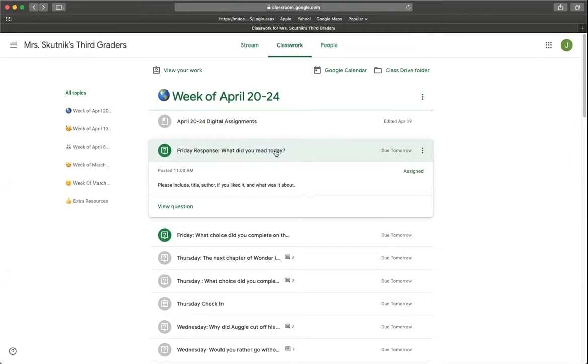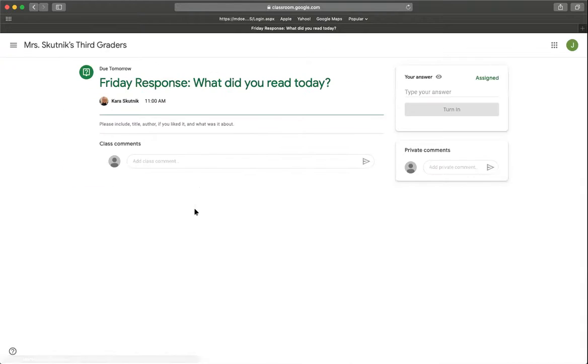For reading, I want to know what they read. So what they'll do is come over here where it says to type their answer. Just tell me what they read and what it was about.